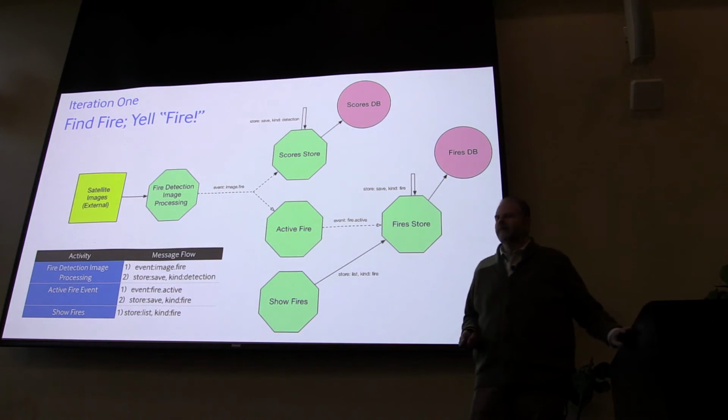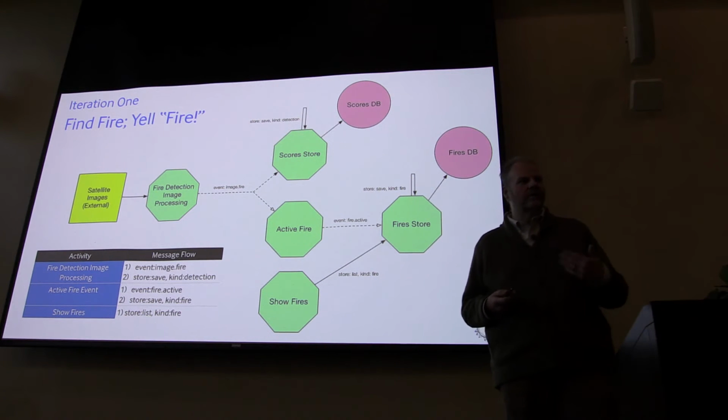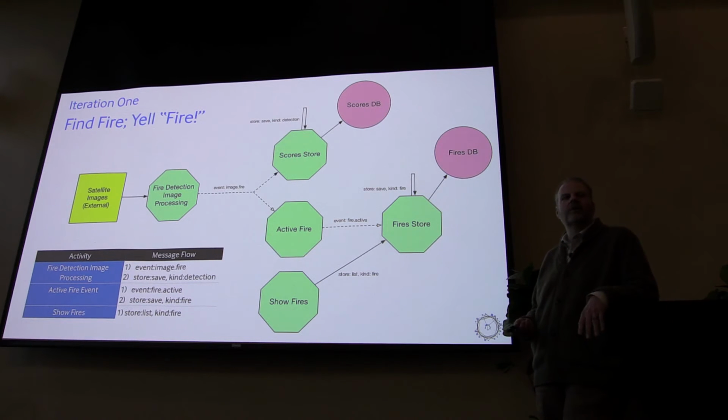Take one, first week. That's what we're going to build. First, we're going to have satellite images that are coming from an external source. That's the yellow thing. We don't control that source. We're going to speak the language it speaks. We're not going to debate about it.